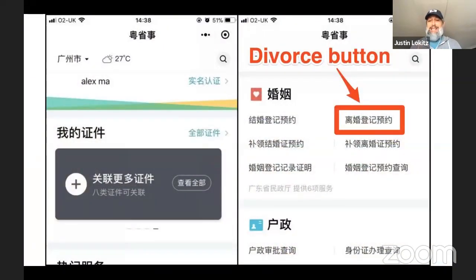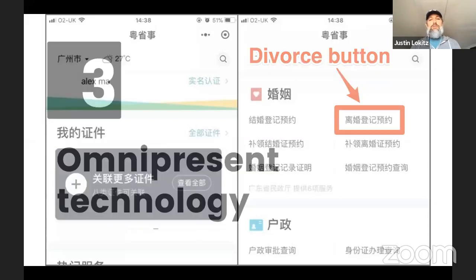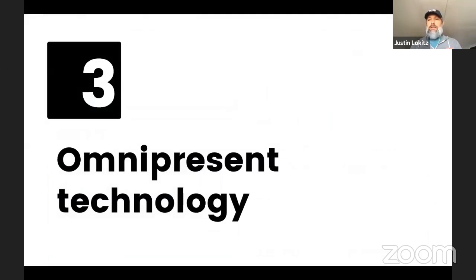And here's a Chinese website with an actual get a divorce button, right? And these things, while this is maybe a funny or a not so funny thing here, it's real, right? As consumers, we're empowered to do these things every day, and we expect to be able to do these things even in our business lives.